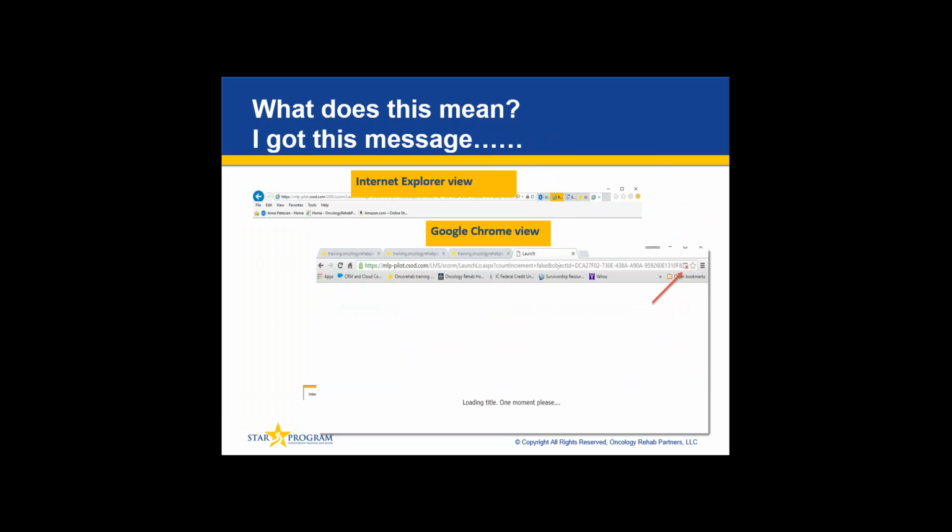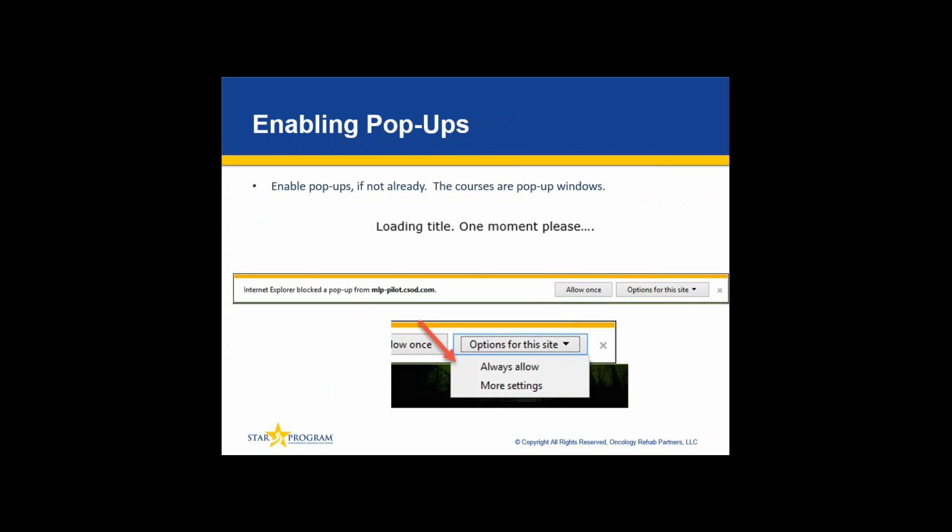There's a small, brief notification that pop-ups are blocked, and then you'll see in the top right-hand corner a red X. If you click on either one of those, you'll be able to always allow the pop-ups for this site, and you'll see the URL right there. I do want to make notice that it does only allow this particular site. It's not allowing all pop-ups.